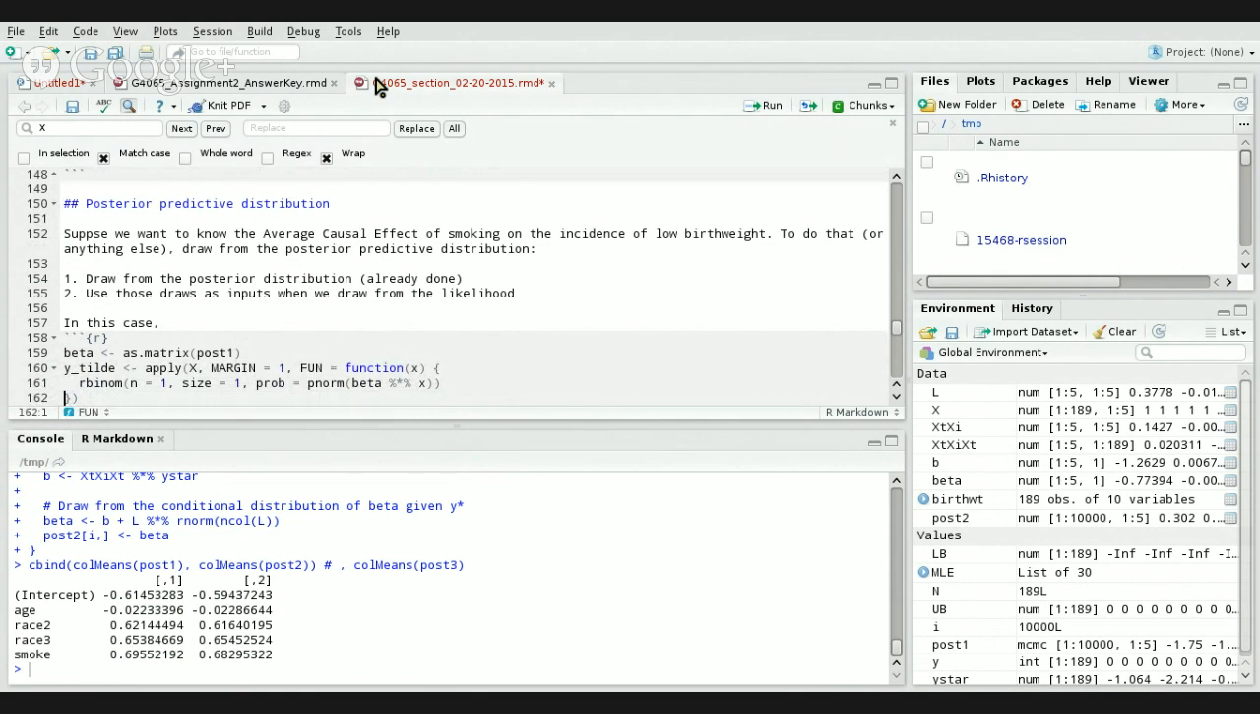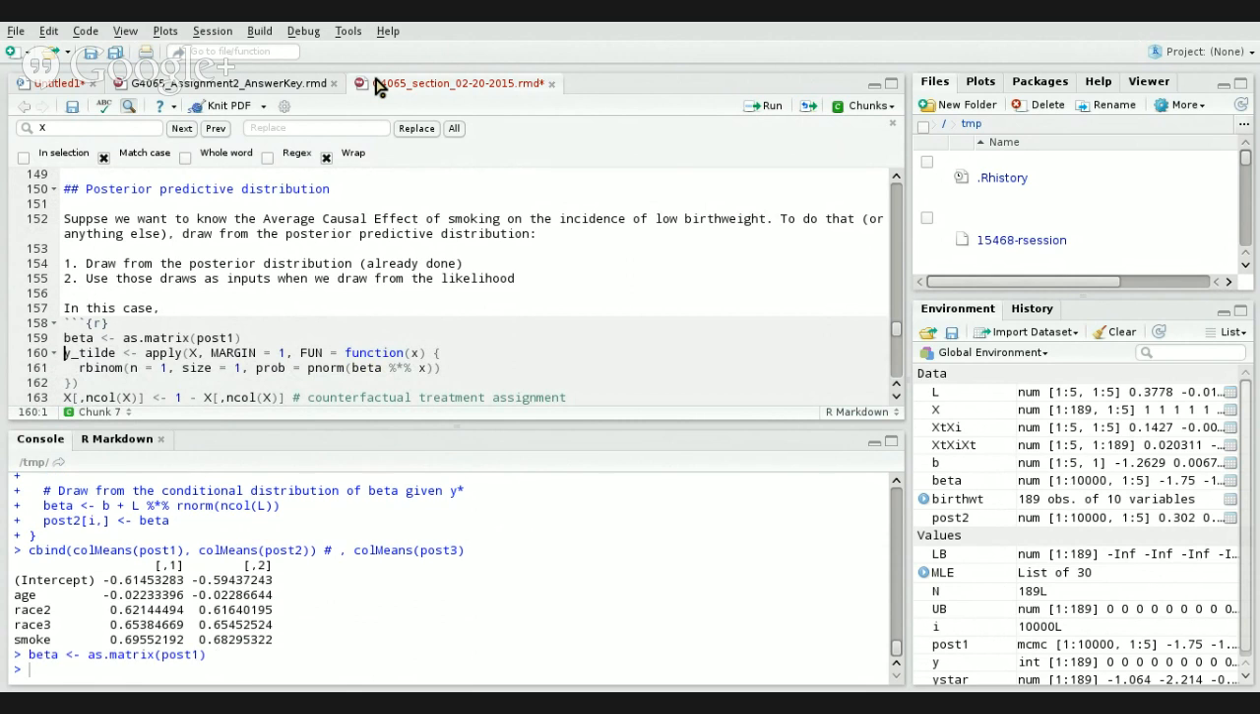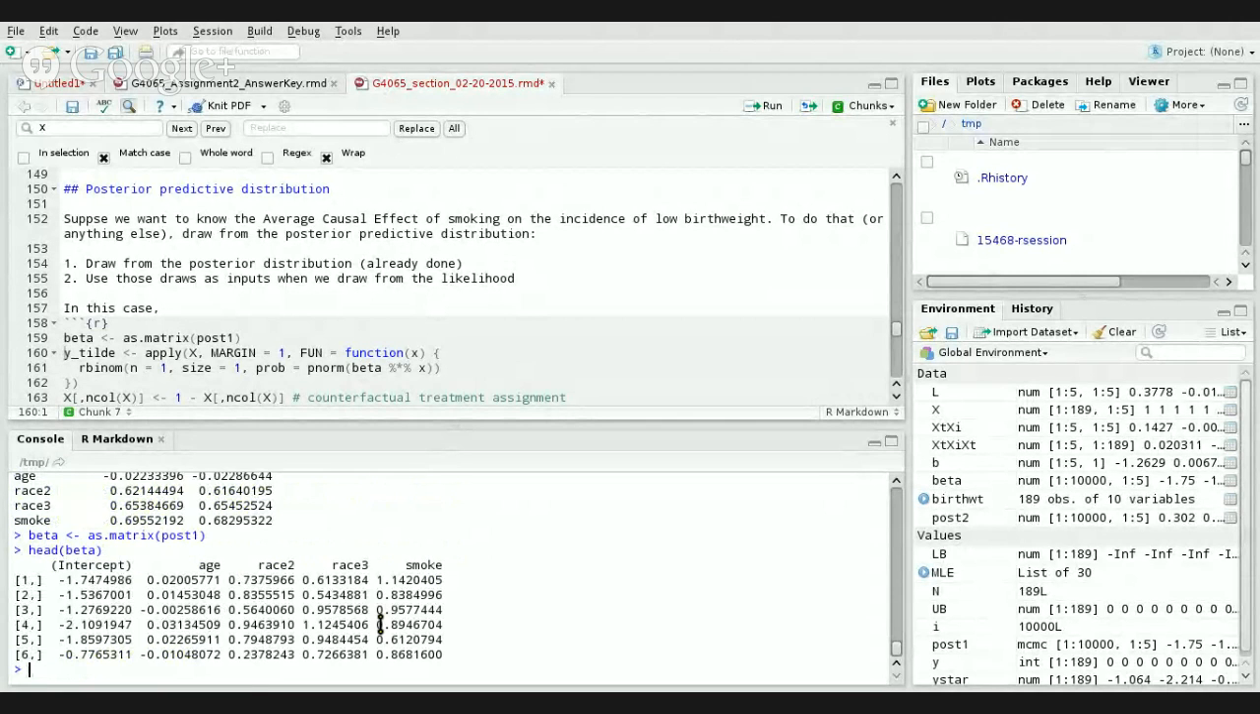So in this case, we're interested in the average causal effect. We want to do as.matrix of the MCMCpack output to get a matrix version of the results. That's just going to be draws from the intercepts of those 5 variables.